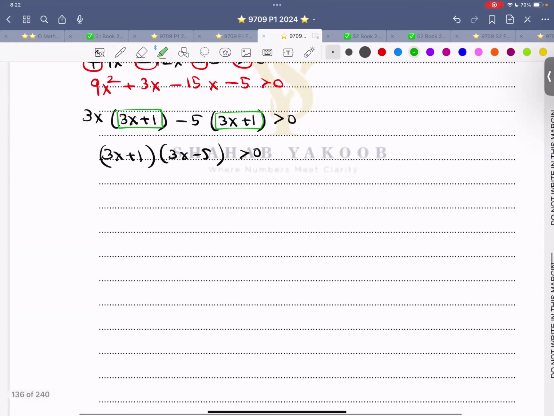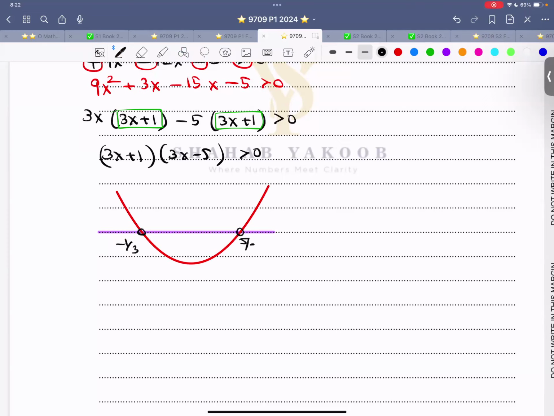Draw a small sketch. That's the way I have taught you. So draw a small sketch. Draw a curve over here. Let me choose another color. So draw a curve over here and then mark down the points, 5 over 3 and negative 1/3. So this is negative 1/3. This is 5 over 3.